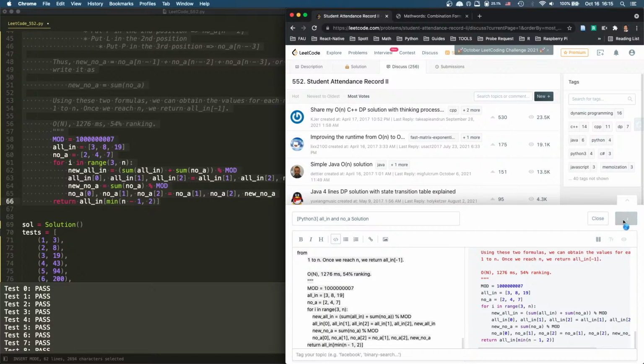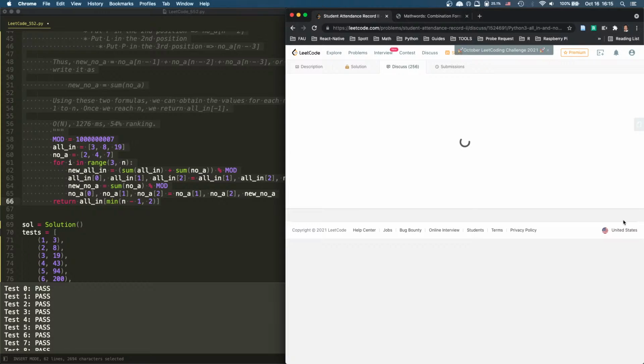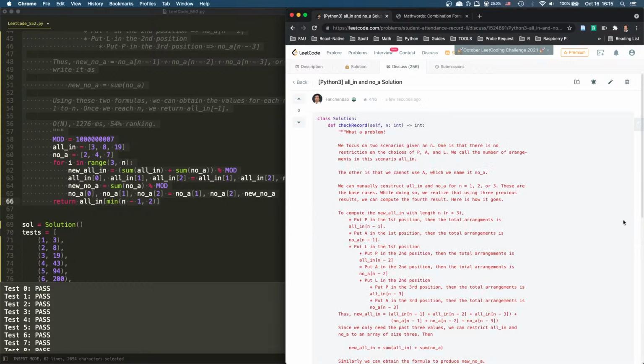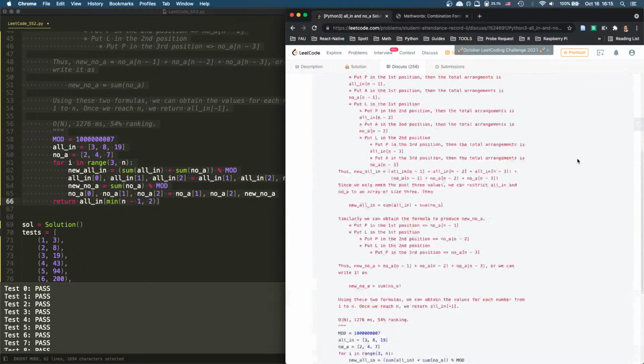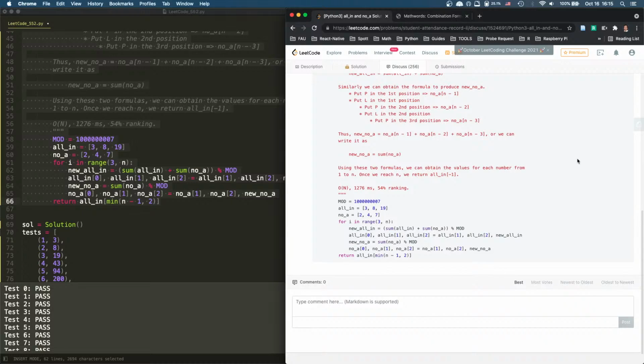Post. Yeah, it's my understanding of this problem. All in and no A. It doesn't make any sense if you're just looking at it. But, wow, what a problem. I mean, I can even make it simpler, because I have the sum no A, I compute it twice.